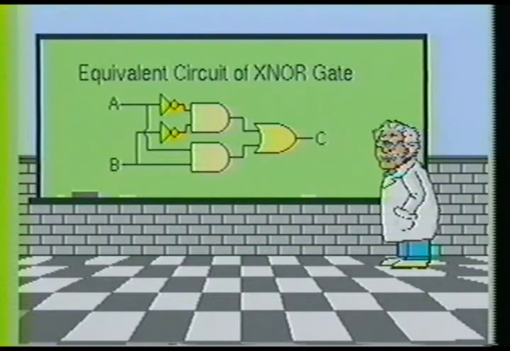To better understand the logic operation of the exclusive NOR gate, it is recommended that you study its equivalent circuit. As you can see, it also uses 2 inverter gates, 2 AND gates, and 1 OR gate. Notice also that the inverter gates are placed at both inputs of gate A.